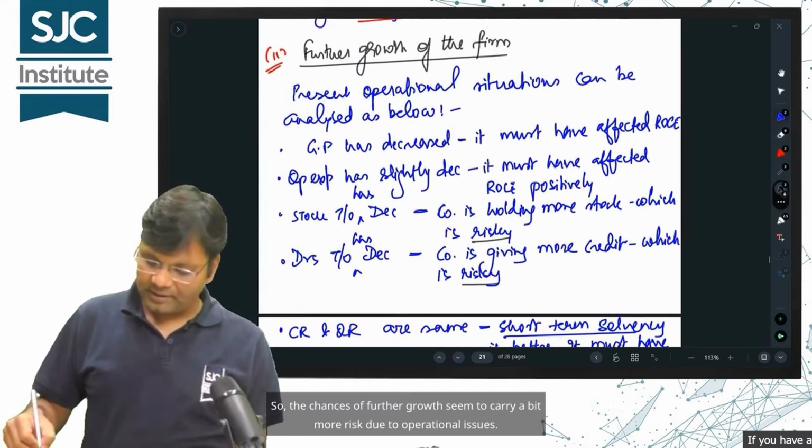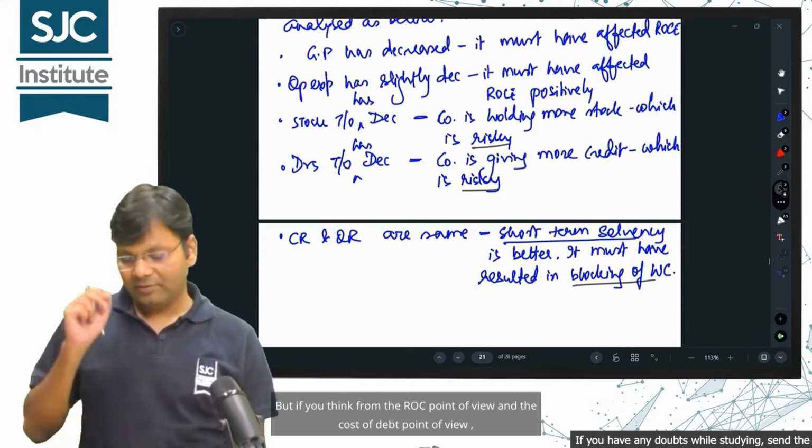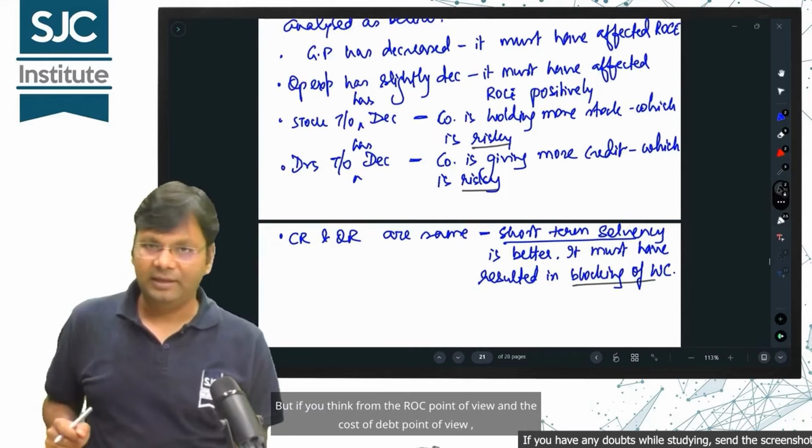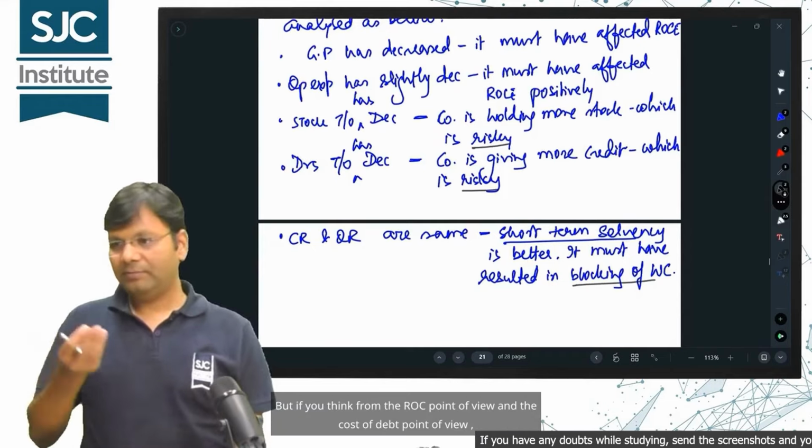So, the chances of further growth seem to carry a bit more risk due to operational issues. But if you think from the ROC point of view and the cost of debt point of view, the current outlook on the situation appears to be favorable. Now, I would like each of you to further develop this point in your writing.